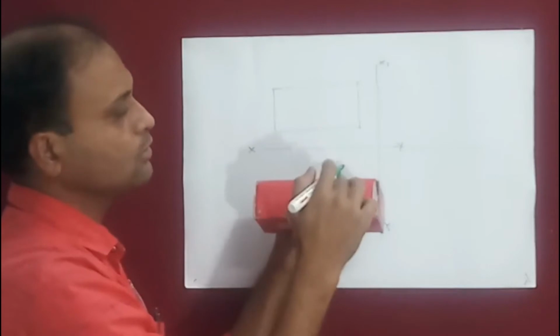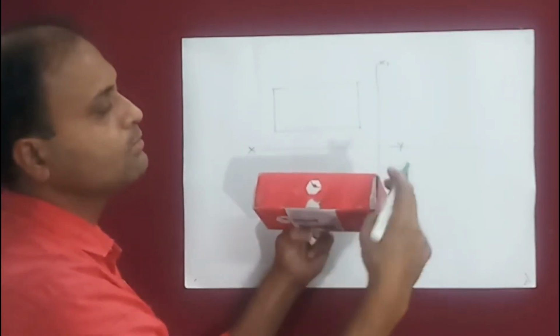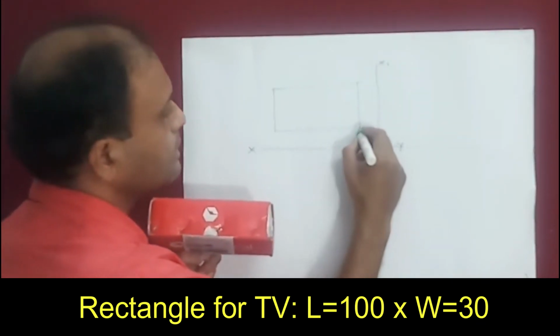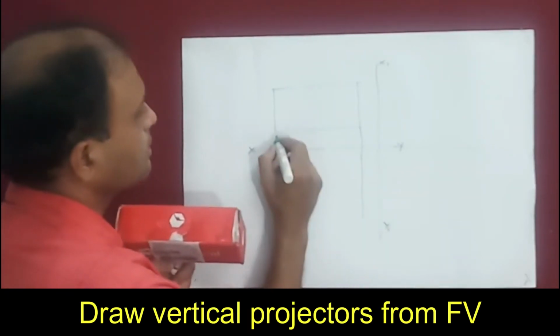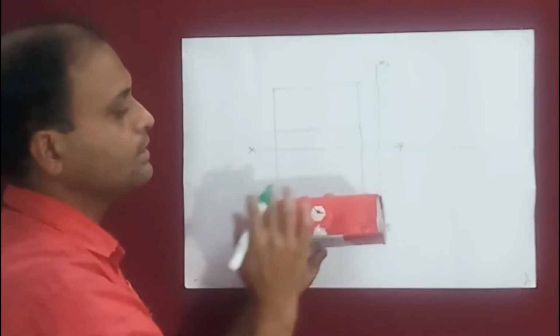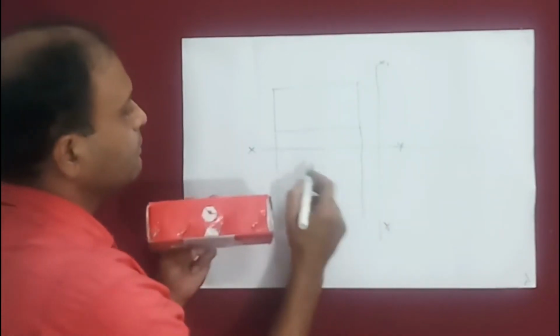Okay, actually I am drawing those rectangles. So top view will be again a rectangle of size 100 by 30. We have to maintain this length 100. For that I am just drawing projectors. Whatever I am drawing now are the projectors. First draw two projectors, and then within the projectors I have to draw a rectangle of length 100.